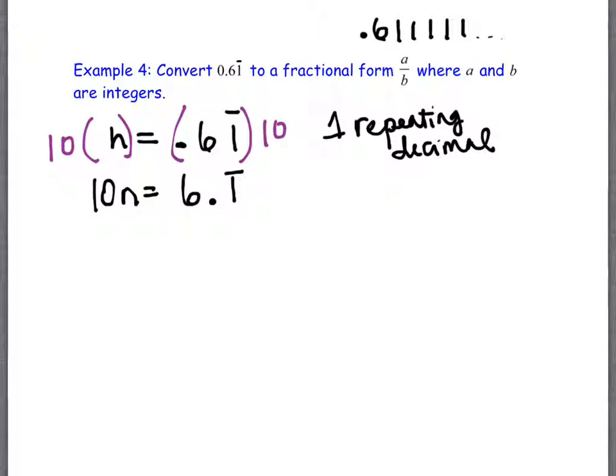Now the next step, what was the next step on your previous slide? What did we do next? We subtracted n, and we're going to do the same thing here. We're going to subtract n from the left, and we're going to subtract the value that n holds on the right. What's the value of n? 0.61 with the 1 repeating, right?